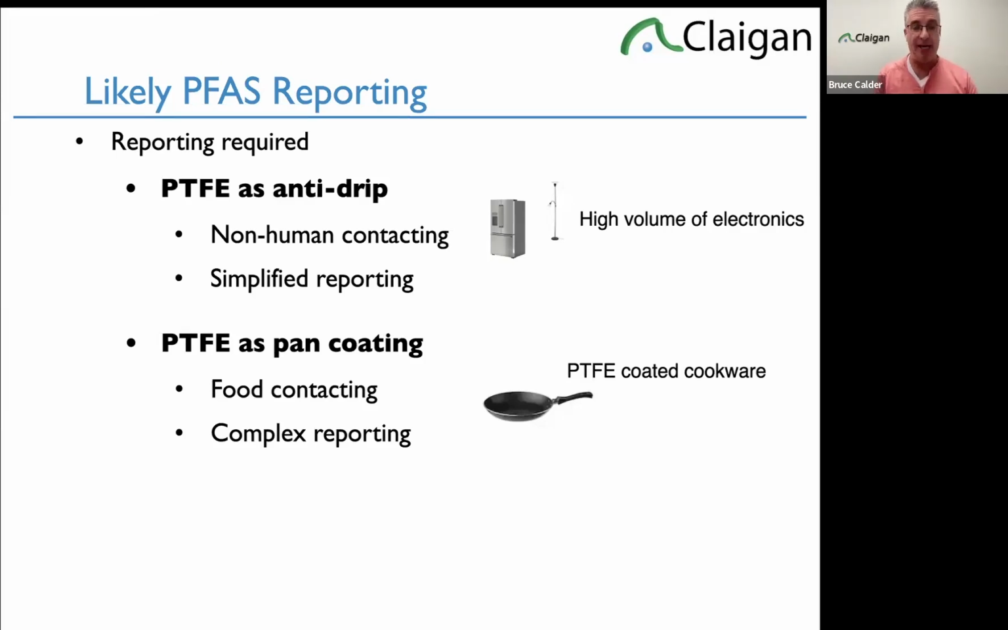So that's their mandatory reporting. We'll fill in the Excel sheet for them. When PTFE is an anti-drip in appliances, there'll be simplified reporting. When PTFE is a pan coating, it'll be complicated. The fluoroacrylics I mentioned aren't part of this because the fluoroacrylics they have, we're assuming, the vast majority of the time are not in the positive list. You don't have to report it.